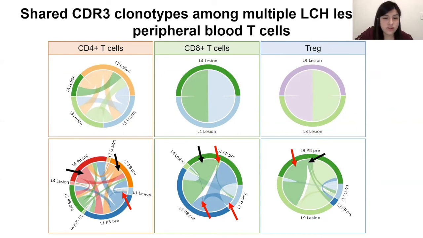We also found shared clonotypes among the blood of multiple patients, just as we saw in the lesion. And these clonotypes are indicated by the black arrows. You can see that the blood of patient 1 shares a clonotype with the blood of patient 7 in the CD4 group, and the blood of patient 1 and 4 share a clonotype in the CD8 group. Next slide, please.